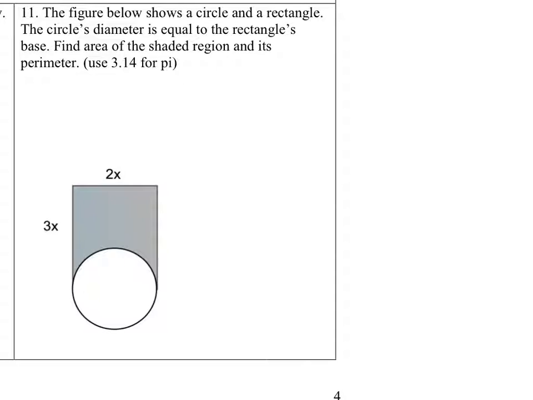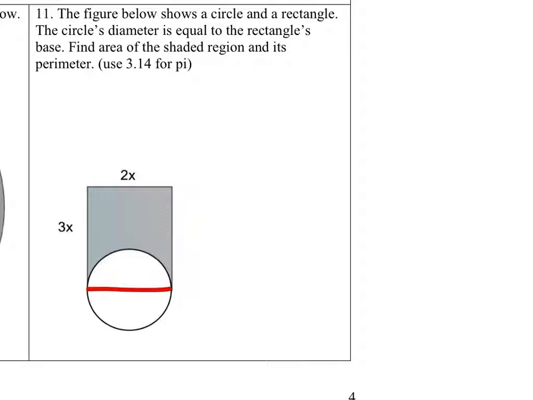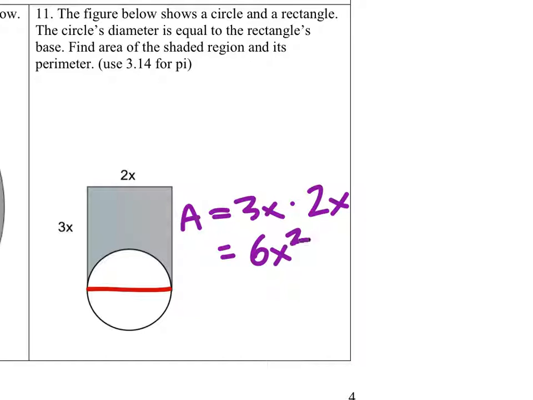The figure below shows a circle and a rectangle. The circle's diameter is equal to the rectangle's base. Find the area of the shaded region and its perimeter. Okay. Well, what we could do is just cut this in half right there. Alright, so the area of the whole thing would be 3x times 2x. So that's going to end up being 6x squared.